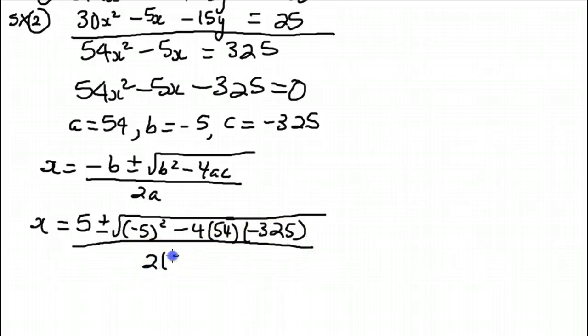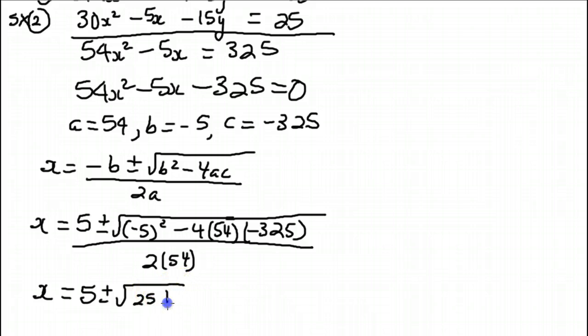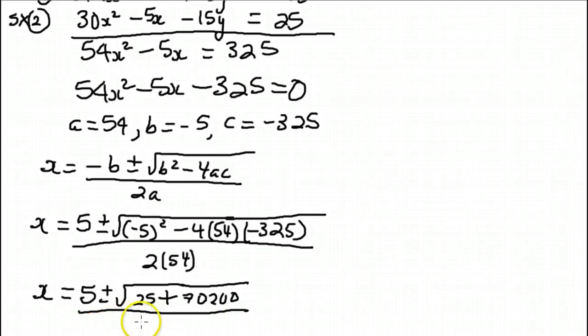Over 2 times 54. Wow, this is just too ugly to try and solve like this. So we'll go for the nearest hundredth. So it'll be 5 plus or minus the square root of 25 plus 70,200, all over 108.